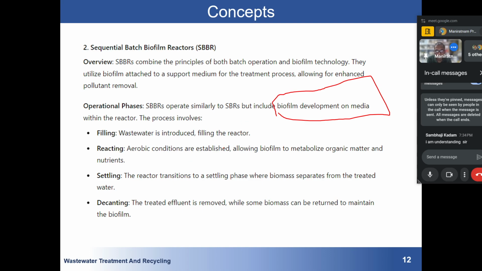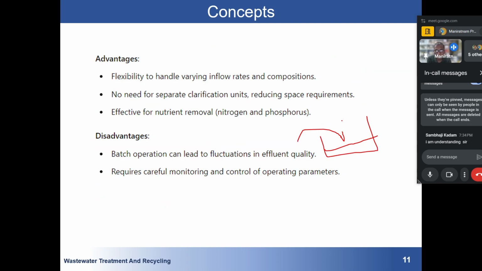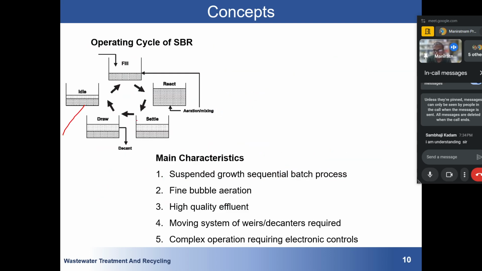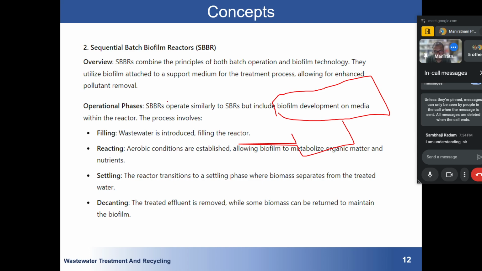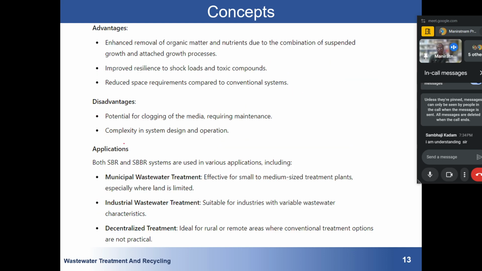Here you can see that no external thing was added before. But in SBBR some kind of inert material will be added, which will enhance the growth of microbes. Then the reactor transits to settling, again the same process, settling and decanting.